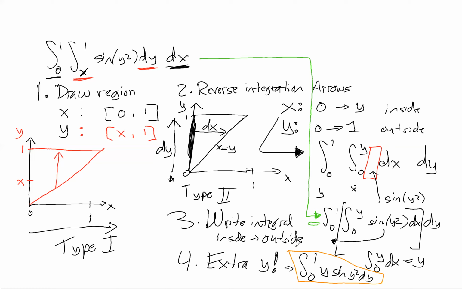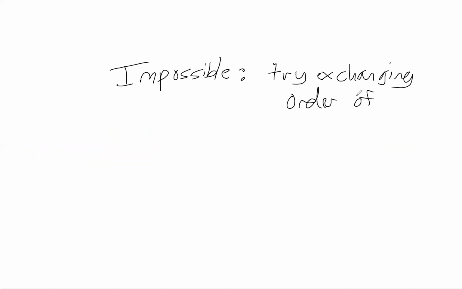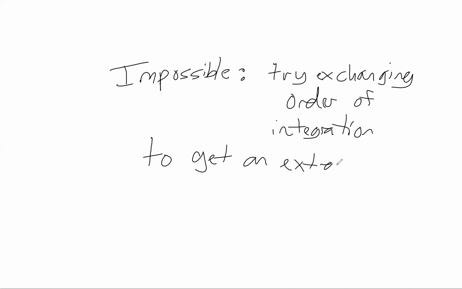Okay, so the upshot is, if you see an impossible integral, try exchanging the order of integration to get an extra y. Let's just say an extra prefactor from your integral. And we want the prefactor to hopefully be helpful.